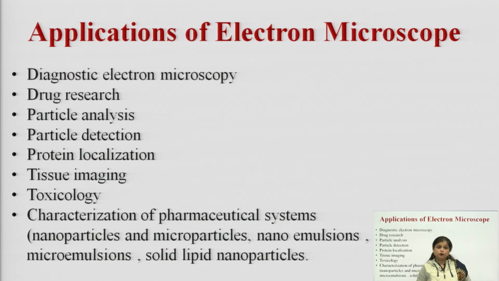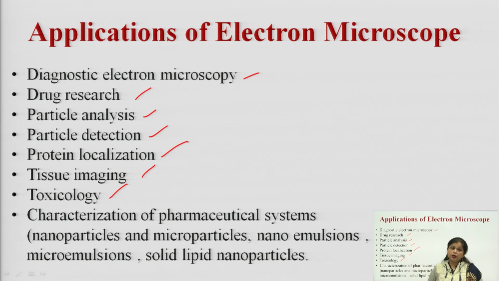Other applications of electron microscopes are that they are used for diagnostic purposes. These can be used for drug research. Even in pharmaceutics, if we generate various types of formulations, we can easily analyze those formulations with the help of electron microscopes. We can analyze the particle size, we can detect the particles, we can go for protein localization, we can do tissue imaging of the product, and we undertake toxicological studies. Even in the pharmacology department we can use electron microscopy.